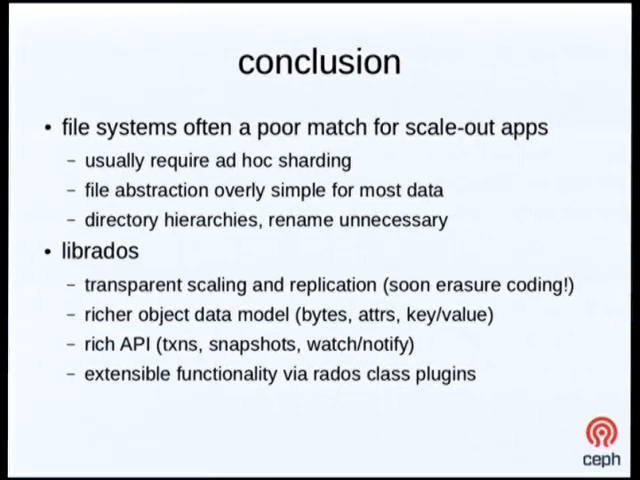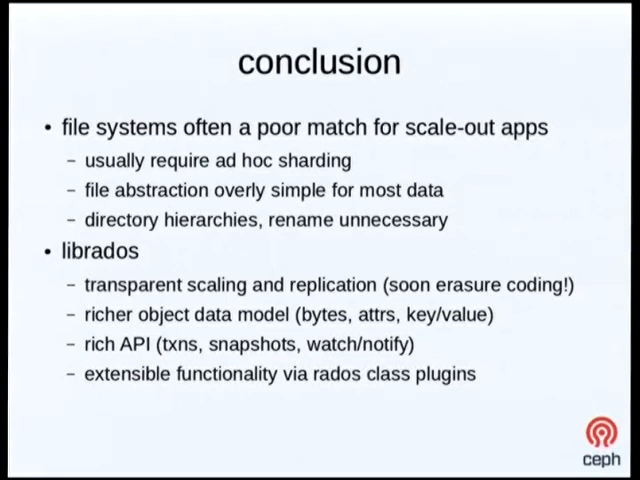So wrapping everything up in conclusion, I think the main point is that usually the first thing that people reach for, at least people of my generation, when they're building a scalable storage application, is a file system. But file systems are typically poor matches for scale-out applications. Depending on how you're doing it, you're going to have to deal with all the ad hoc sharding to make sure that you distribute across lots of servers. And it's annoying to reinvent the wheel.